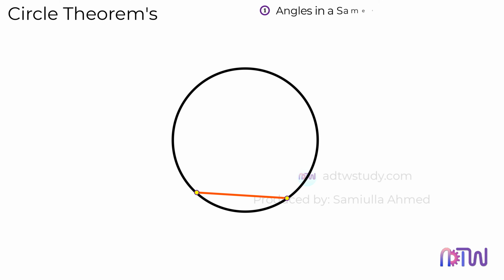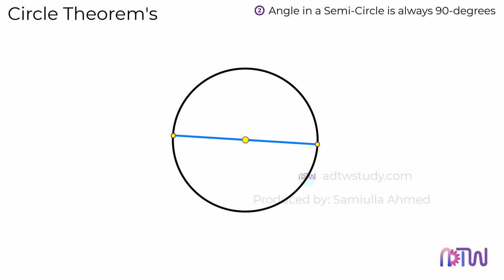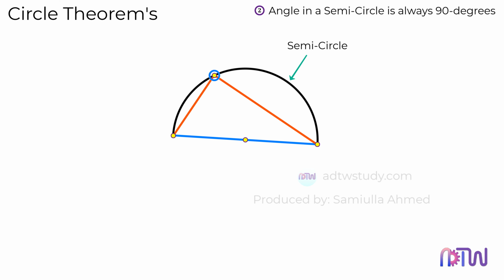Next, let's look at the theorem that states the angle in a semicircle is always 90 degrees. This theorem is closely related to the previous one. Imagine we shift a chord so that it passes through the center of the circle, transforming it into the diameter. Now, if we draw angles in the same segment as we did for the previous theorem, and this line happens to be the diameter of the circle, the angle formed will always be 90 degrees. This holds true regardless of the point's location on the circumference.